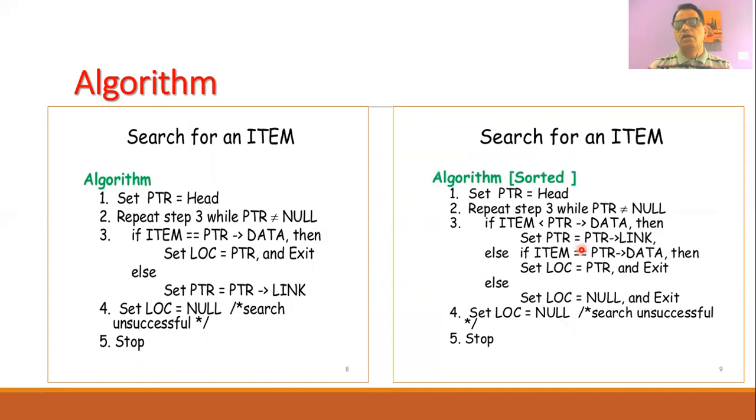So in this algorithm, one can reduce the number of comparisons, while in the previous algorithm, we need to visit each and every element in order to find the search element.